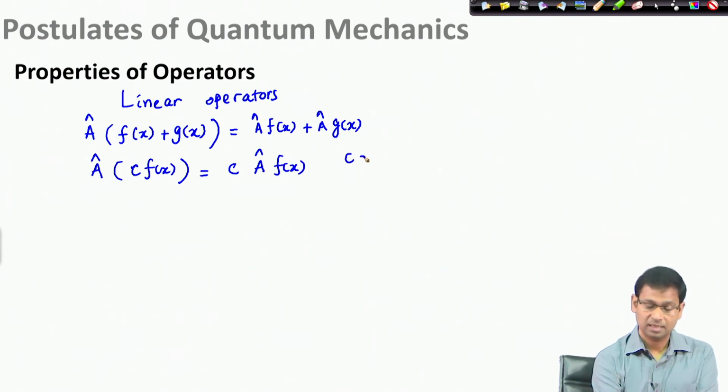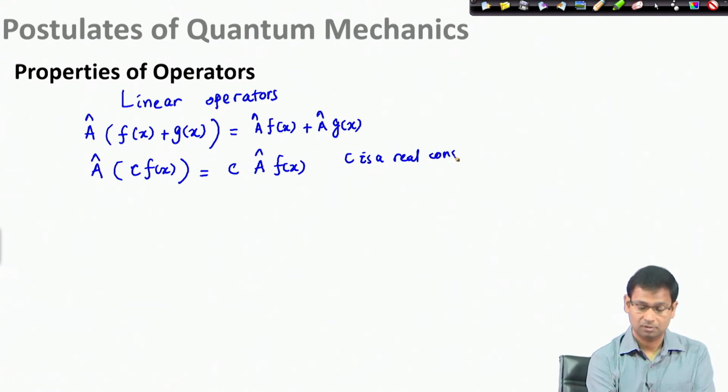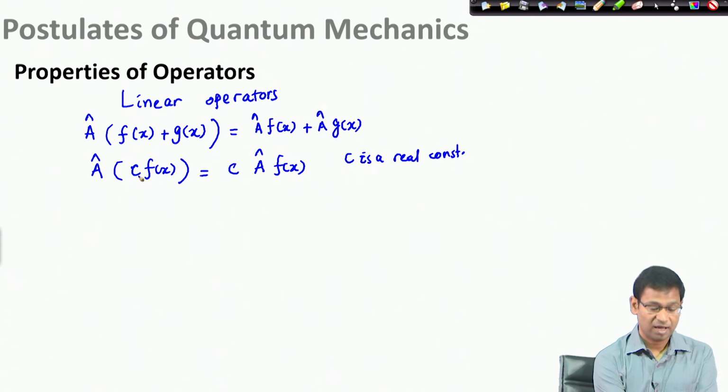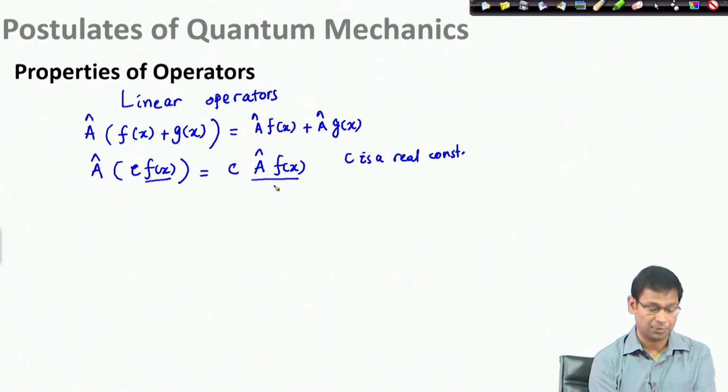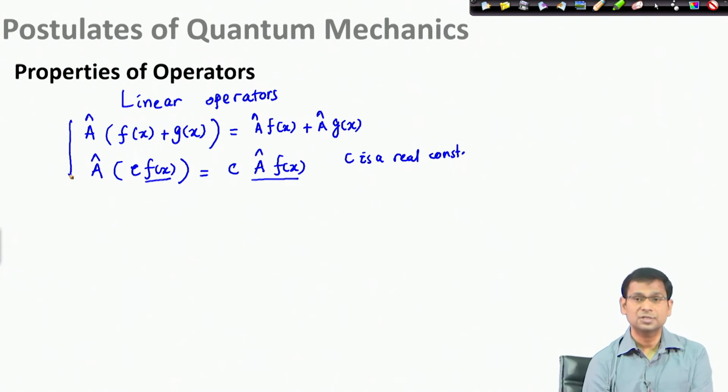where C is a real constant. So, if I multiply my function f of x with a real constant C and the operator A applies on it, it allows my C to come out of the action of operator A, and if the left hand side and the right hand side are equal, then the operator can be a linear operator. So, these are the two essential conditions before I can declare that my operator is a linear operator.